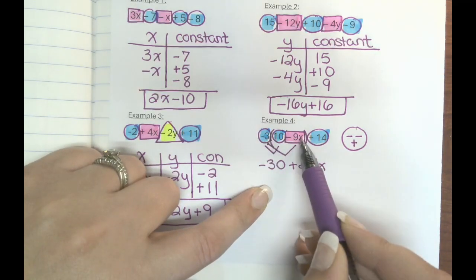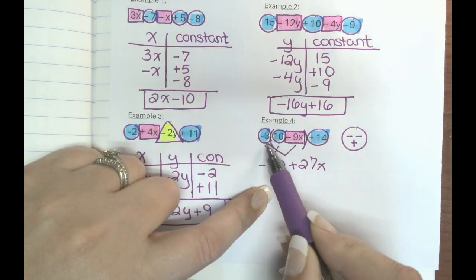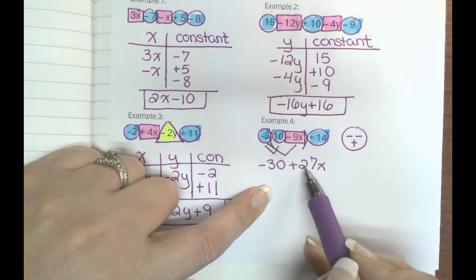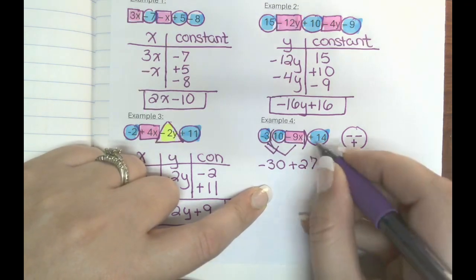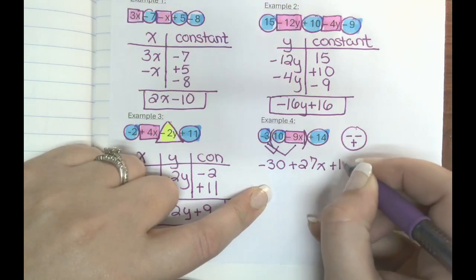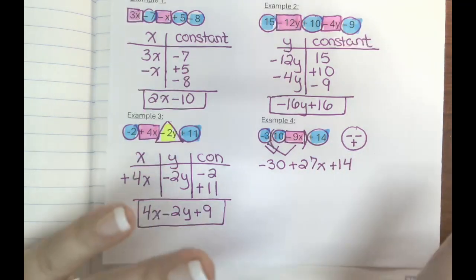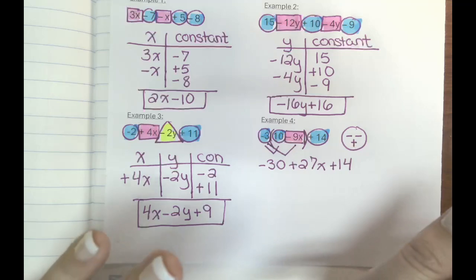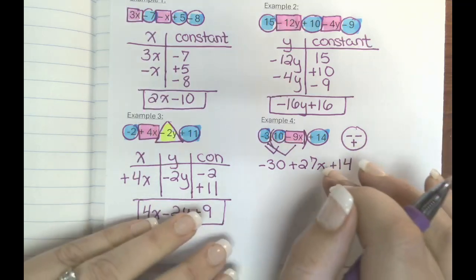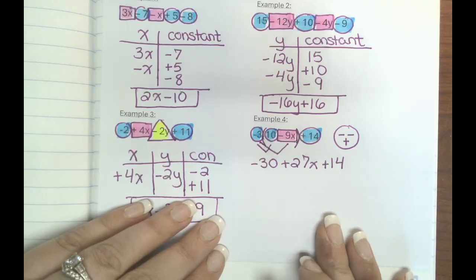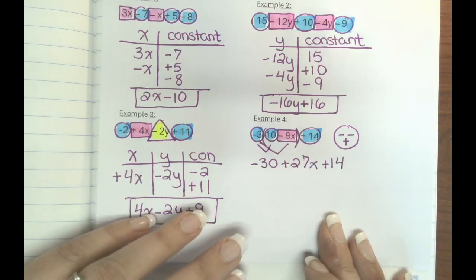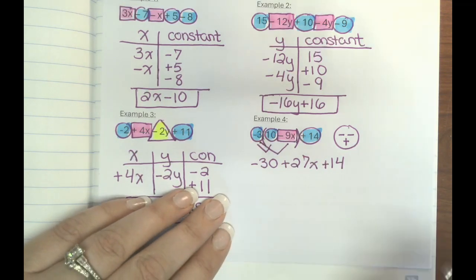So now I have distributed. The negative 3 times the 10 was negative 30. The negative 3 times the negative 9x was the positive 27x. And then I can't forget about this plus 14 that was out to the side. That didn't get distributed, but I can't just get rid of it. Now, once I've distributed, I can group my families together. You can't group your families before you distribute.